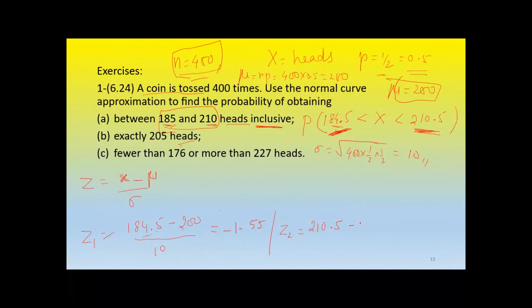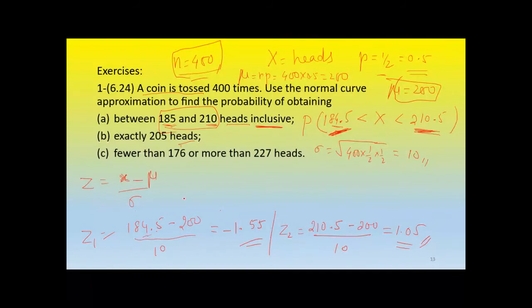210.5 minus 200 over 10. So this 10.5 divided by 10 is 1.05, positive. See, one z value is negative, which is on the left side of the mu. Another z value is positive, on the right side of the mu, isn't it?